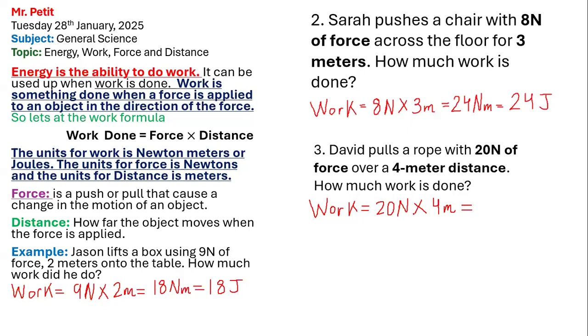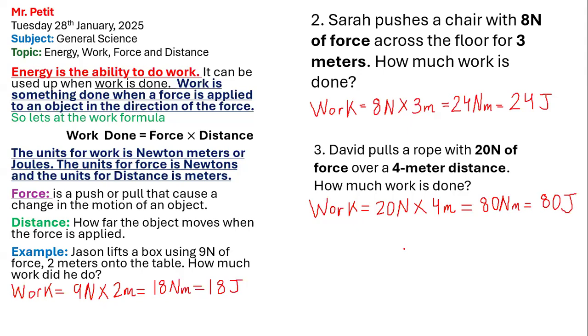And what do we get? 20 newtons times 4 meters is going to be what? 80. 80 what? Newton meters. 80 Newton meters, which is equal to what? 80 joules. Very good. How many persons got 80 joules? Let me know if you got 80 joules, please. I did.